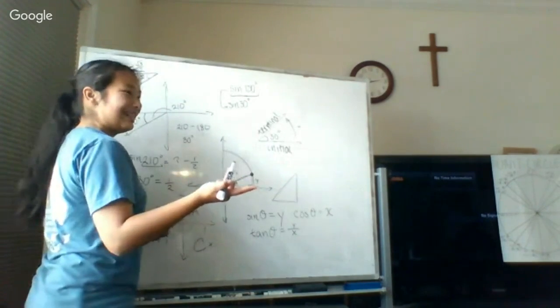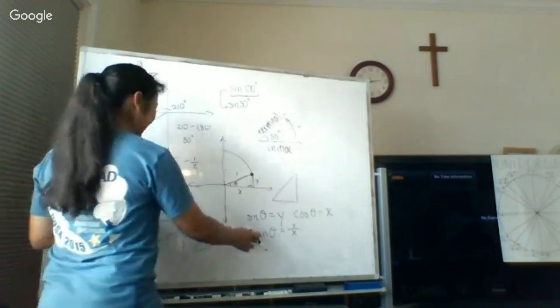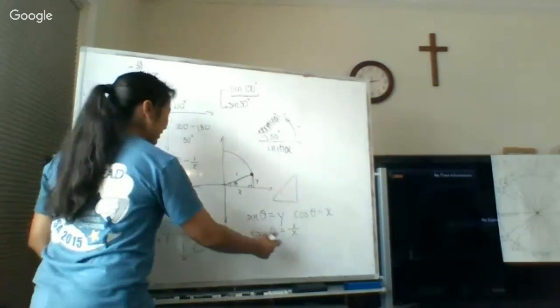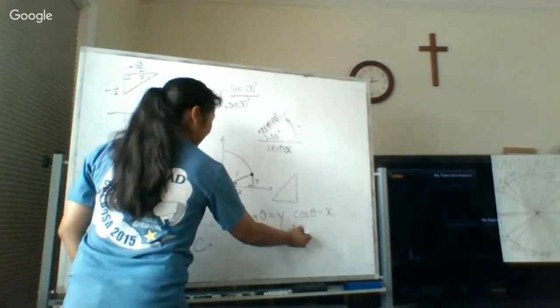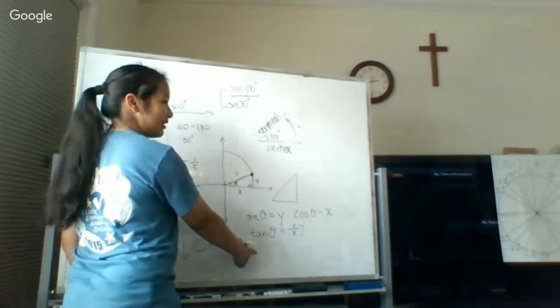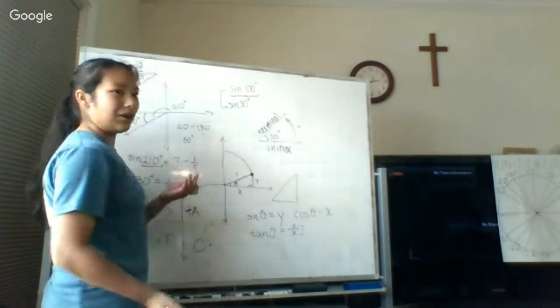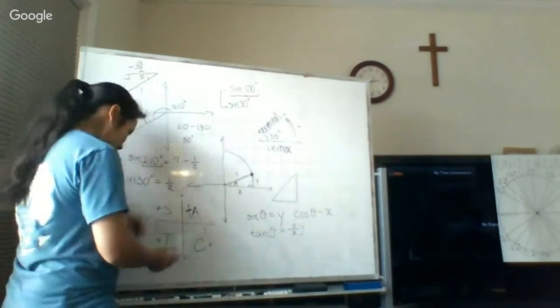Do you have a question? No. Okay. And then tangent is negative because if any one of these two are negative, then that automatically makes this ratio negative. So far, okay.